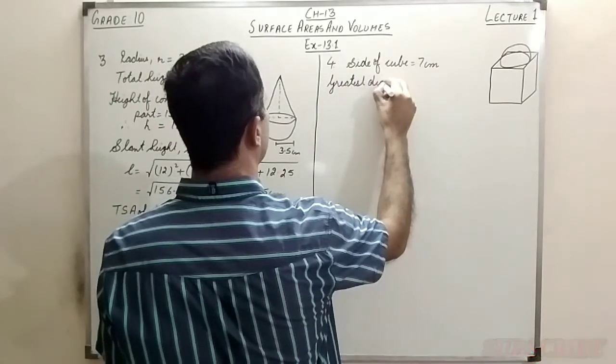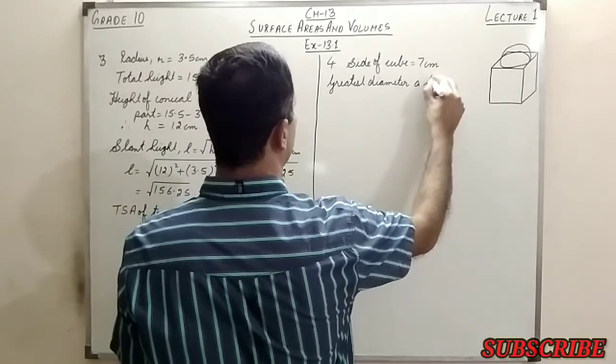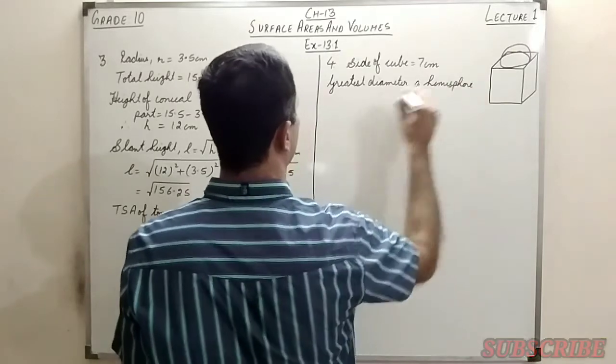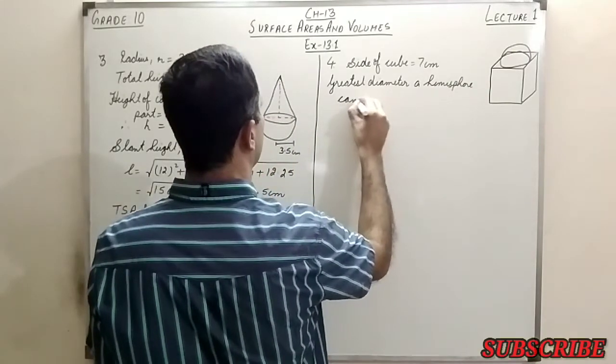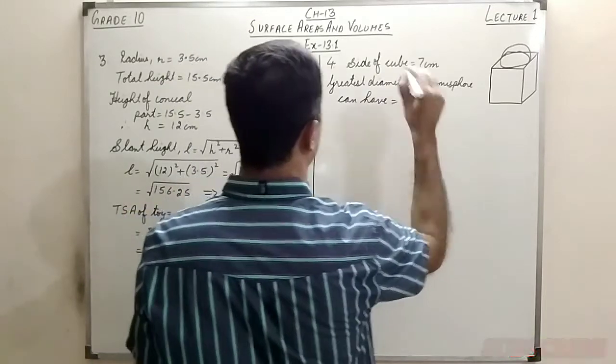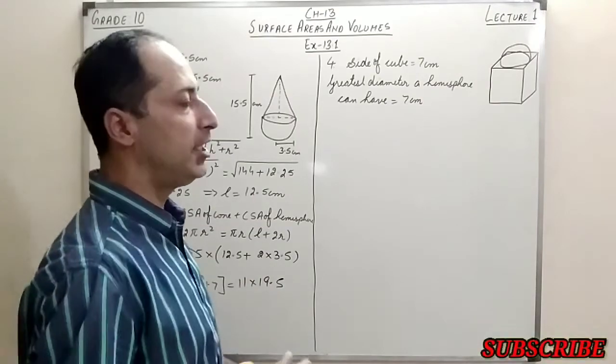Greatest diameter a hemisphere can have equals 7 centimeter. Since it is a cube, that is why it is 7 centimeter.